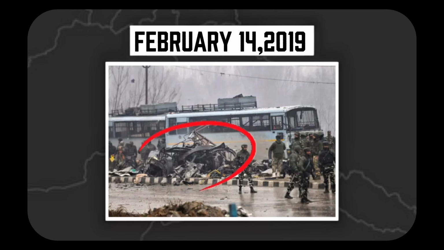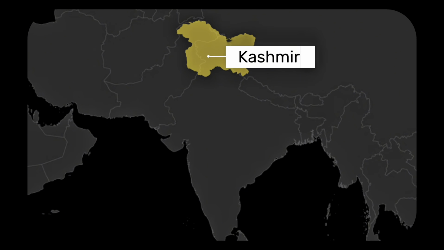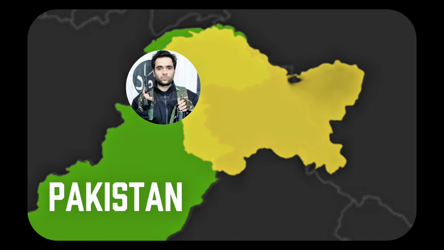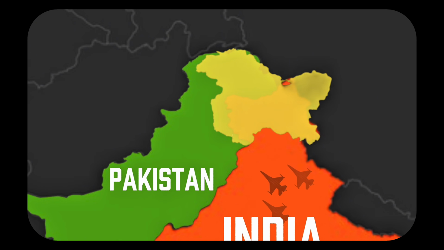2019, an Indian security forces convoy was attacked in Kashmir by a suicide bomber. He belonged to the Islamic militant group based in Pakistan. 10 days later, India carried out an attack in northwestern Pakistan, and at least one Indian plane was shot down here.